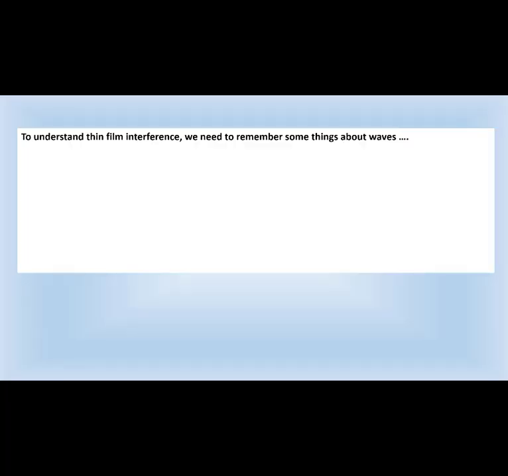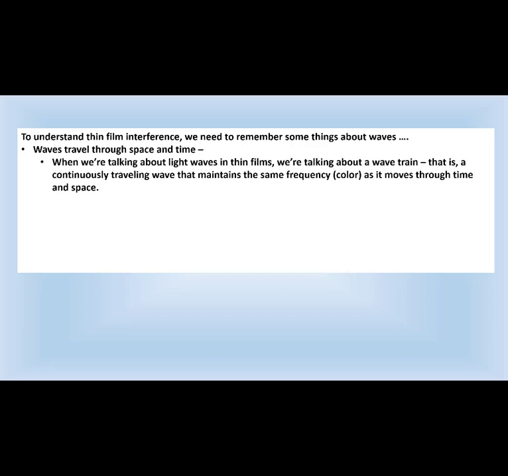To understand thin film interference, we need to remember some things about waves. Waves travel through space and time, carrying energy, not matter. And when we're talking about light waves in thin films, we're talking about a wave train, that is a continuously traveling wave that maintains the same frequency or color as it moves through time and space and different mediums. Now, there'll be a lot of different frequencies, color, wave trains, but it helps to initially think of just one and then scale your thinking.